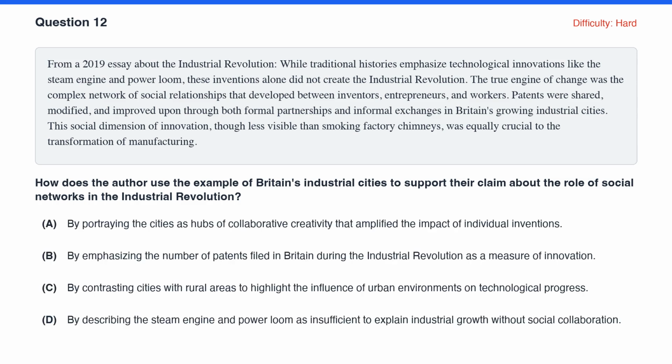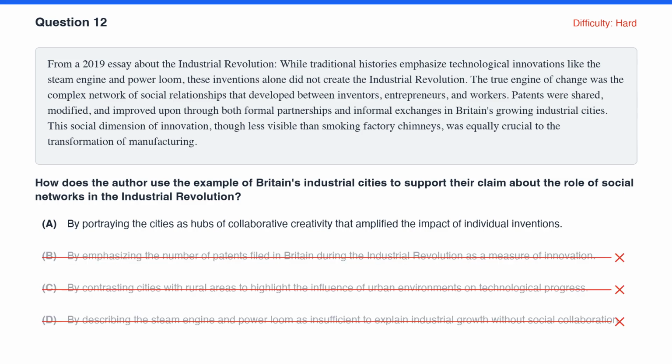We have four interpretations of the city's role: as hubs of collaborative creativity, as a venue for counting patents, as a contrast with rural areas, or as proof that specific technologies were insufficient on their own. Choice B misreads the patent reference. The author treats patents as vehicles for collaboration, not as a numerical measure of innovation. Choice C invents a city versus rural contrast that the passage never draws. Choice D shifts the emphasis to the inadequacy of the steam engine and power loom, but the cities are introduced to illustrate the positive force of social networks, not to dwell on what those machines lacked.